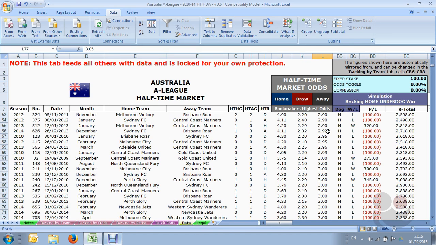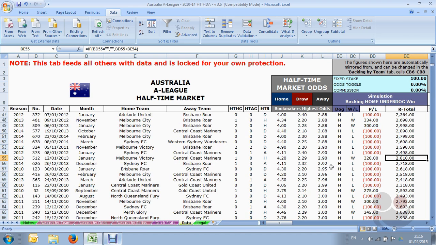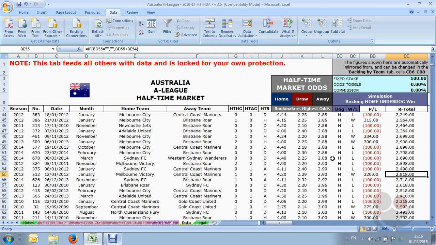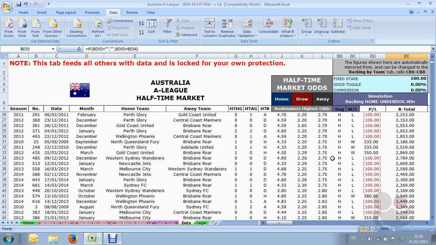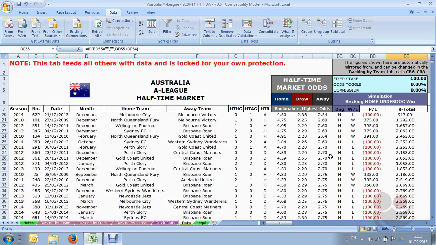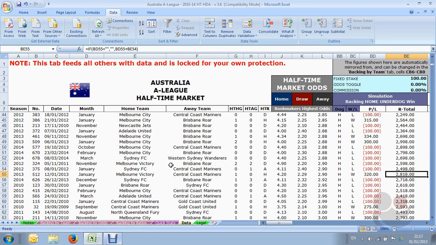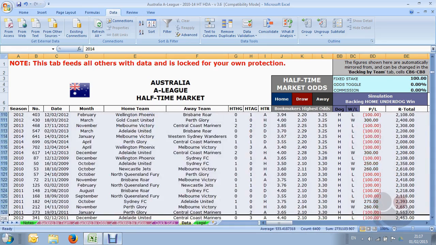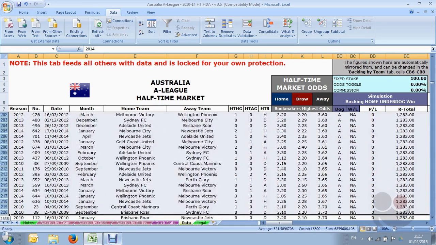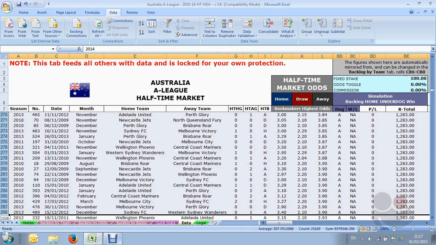2.92, 2718, 2.90, 2818. That looks like our final figure. So doesn't look as though there are many games applicable to this particular system, so we'll just go through the same process that we did before and hide all of the irrelevant information.